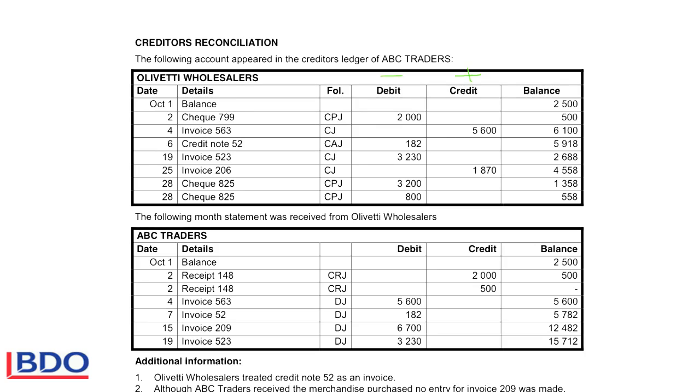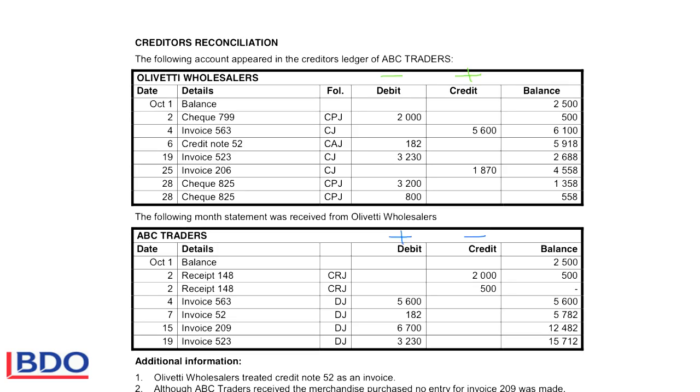If we look at the monthly statement that we received from Olivetti Wholesalers, you will see that they will treat ABC Traders as a debtor because they sell goods to them. So that means they will increase the debt on the debit side and they will decrease it on the credit side. Now, the first entries that we'll have to do is to determine where mistakes were made.